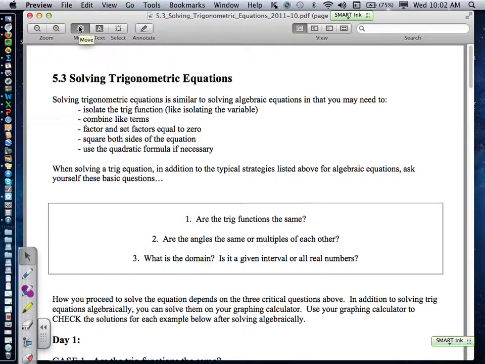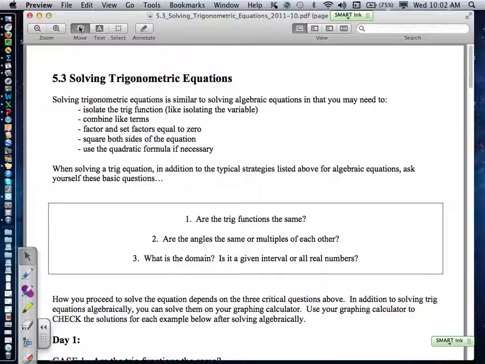Equations one more time. We talked about three overriding questions to think about as you're solving trig equations. Take a look at whether or not the trig functions are the same. If the functions are the same, then you can factor. Are the angles the same, or are they multiples of each other? That's the question that we dealt with on the day 2 problem.